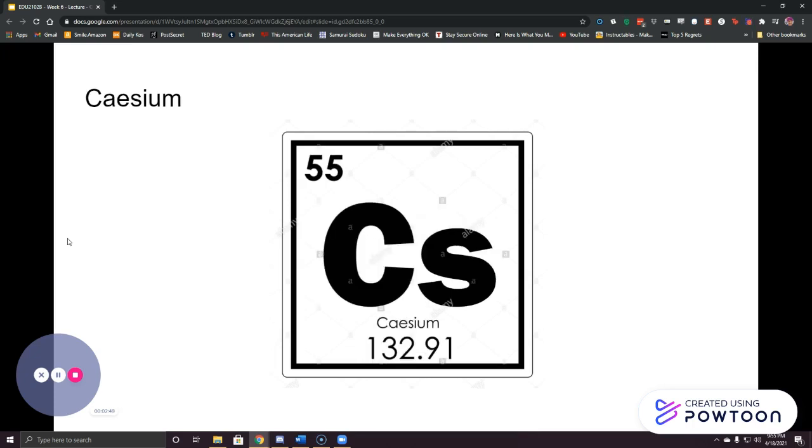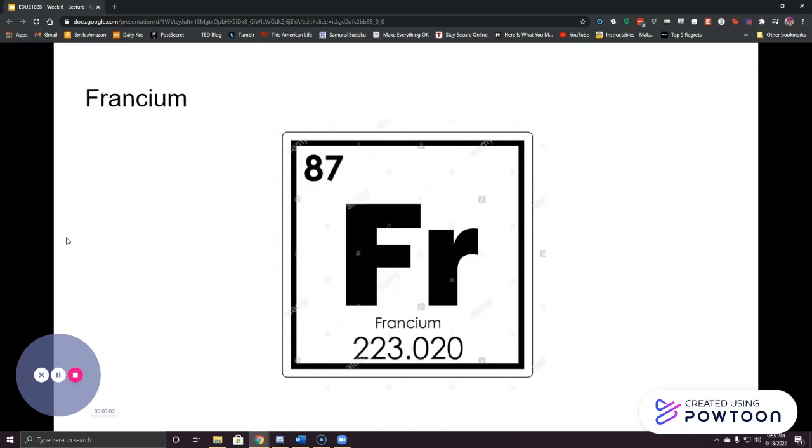The fifth element in this group is cesium. Cesium is silvery gold, soft, and ductile. It's one of only 3 metals that are liquid at or around room temperature. Cesium is used in atomic clocks and photoelectric cells.